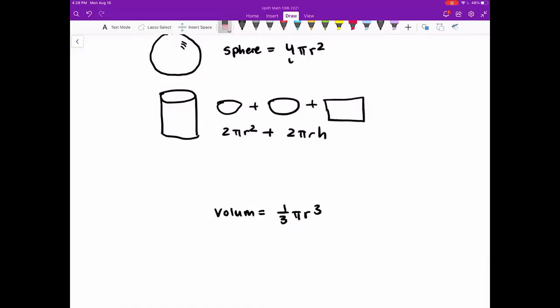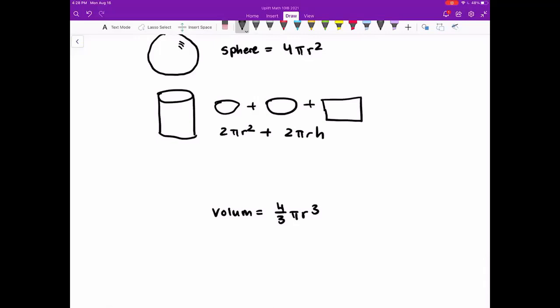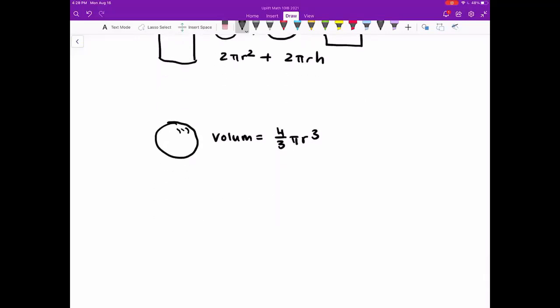Okay. So next up, the next volume formula is for a prism. It's not just a rectangular one, but essentially the volume of a prism is the area of the base times the height. So we represent it as a capital B times H.